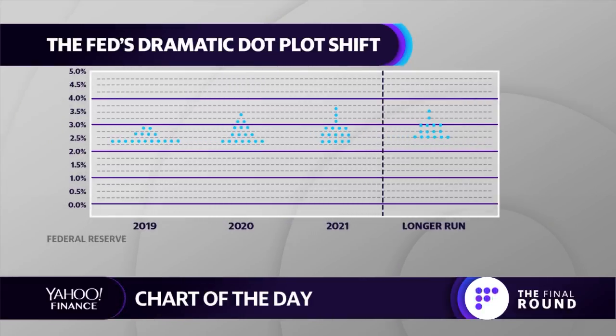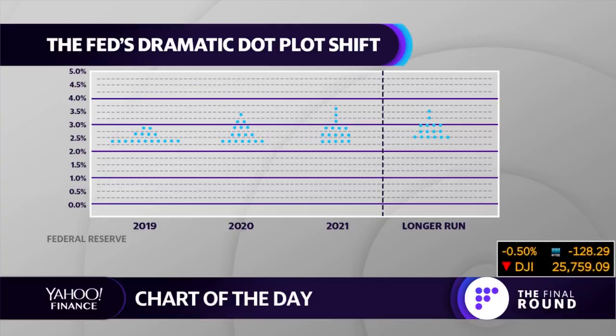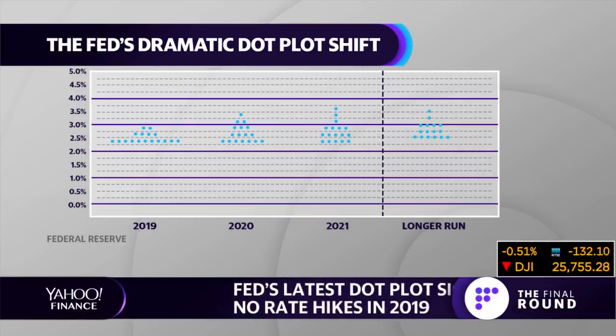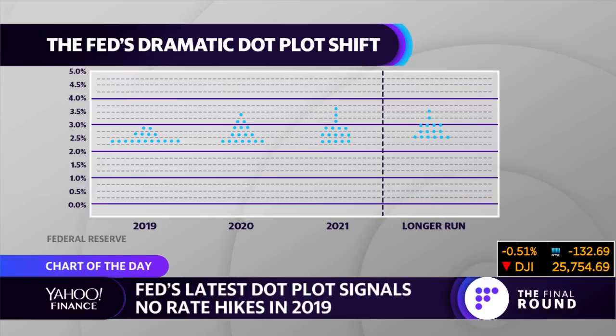The dot plot is where the Fed thinks interest rates will be at the end of the years outlined on this chart. So at the end of this year, the majority of Fed officials believe interest rates will be at the levels that they are at today. That means there will be no more rate hikes, according to the median dot that the Fed released today for the balance of this year.